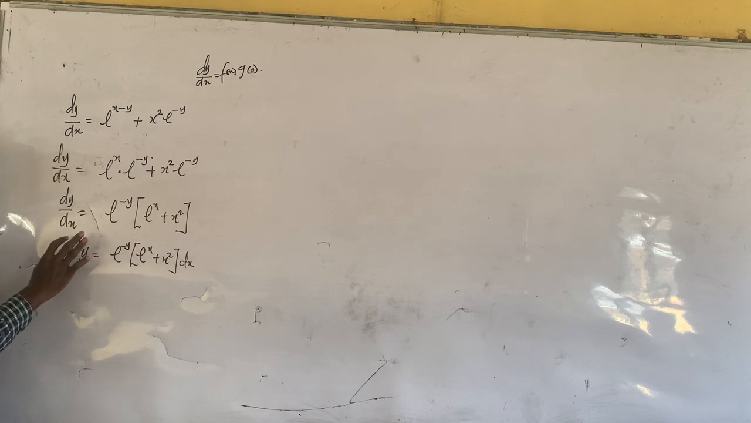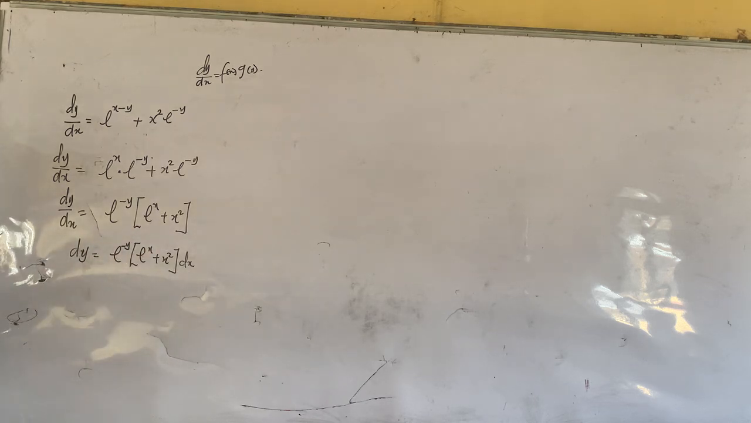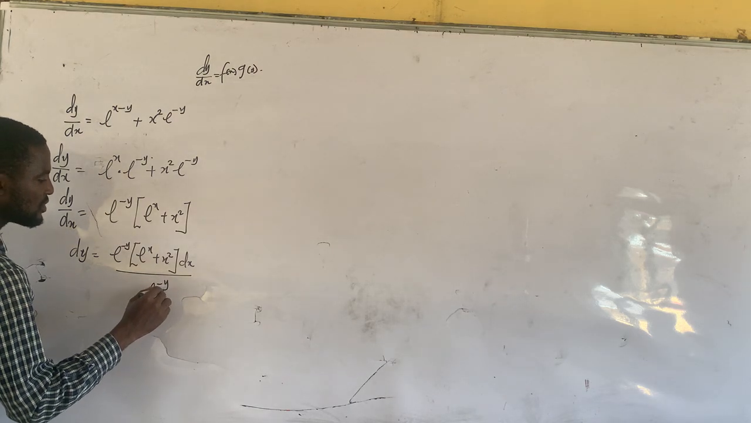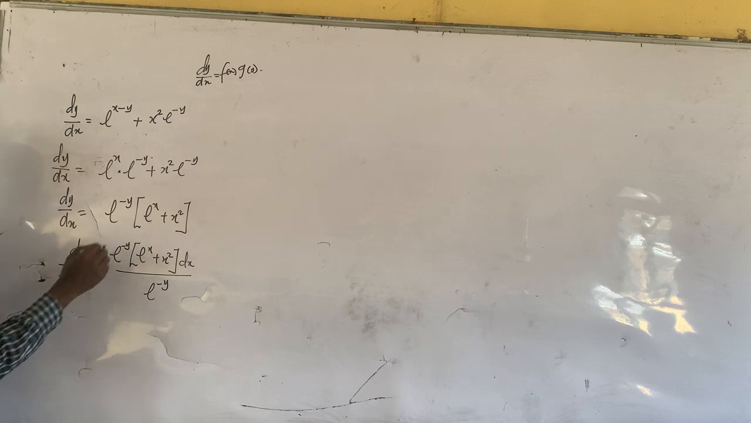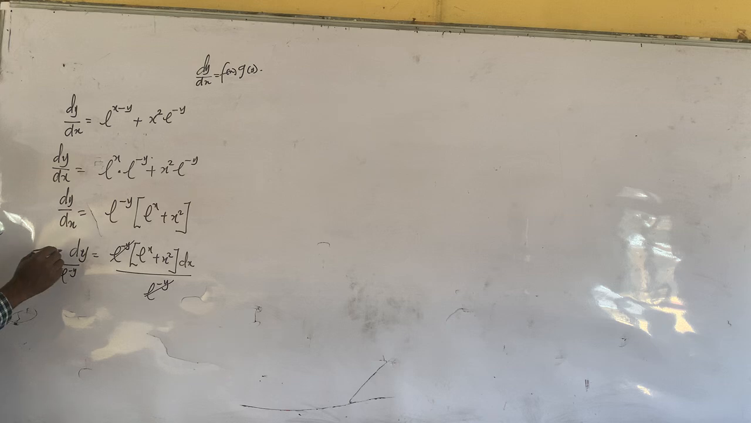We need to bring it across, and the only way is to divide both sides by exponential minus y, just like we have done in the first example. So by that, we use exponential minus y to divide both sides. So this gets divided here. And don't forget, there's a coefficient of 1 here.